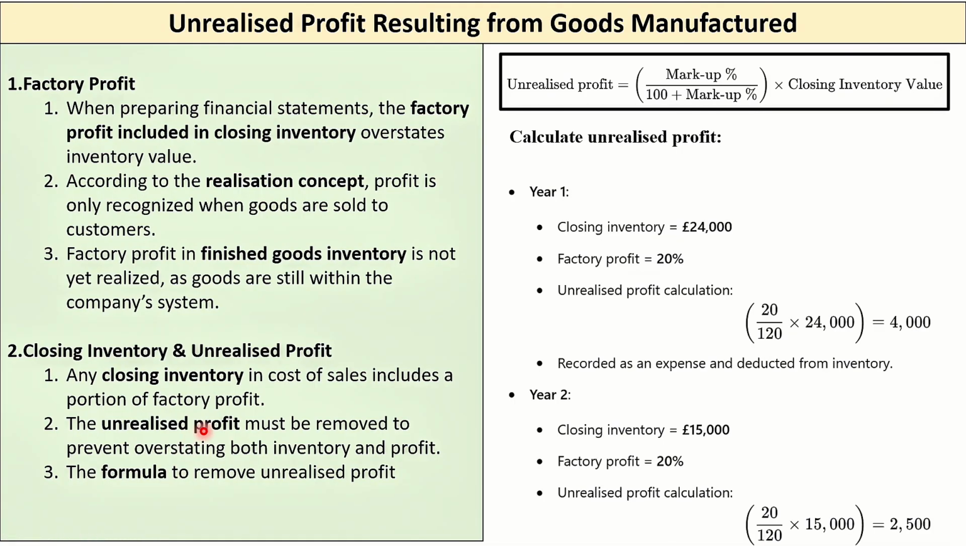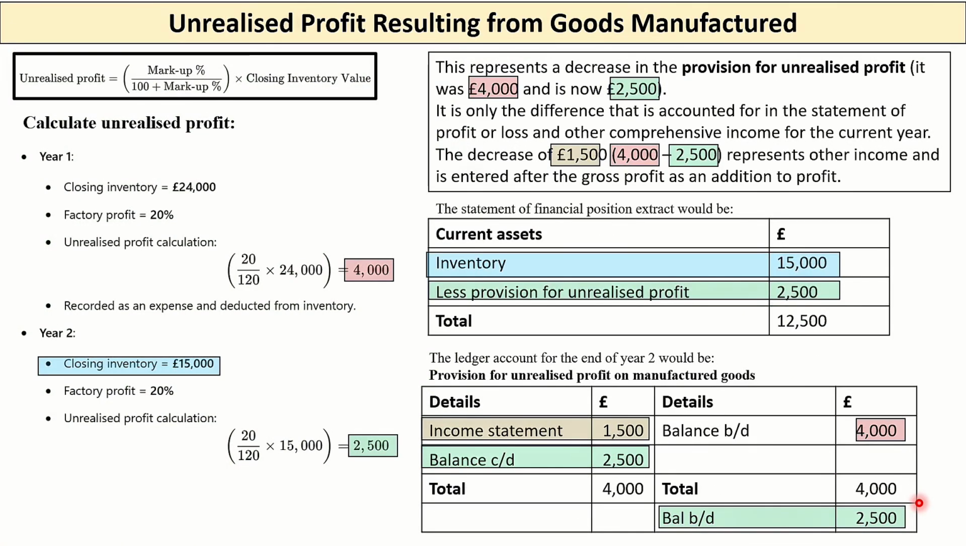Let's check. Did you get the answer 2,500? So 20 over 120, which is 20 plus 100, 120, into 15,000, the inventory value, which should give 2,500. Right. So let's see how this is transferred to the statement of financial position and how we prepare a provision for unrealized profit on manufacturing goods ledger.